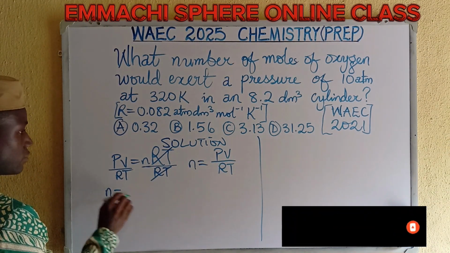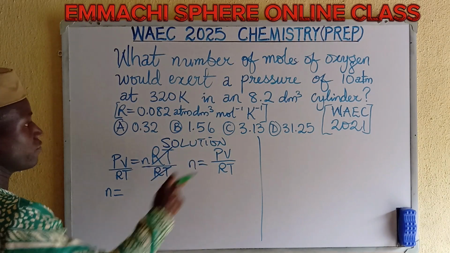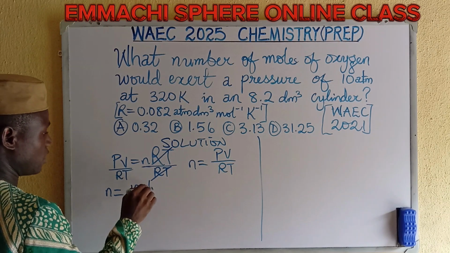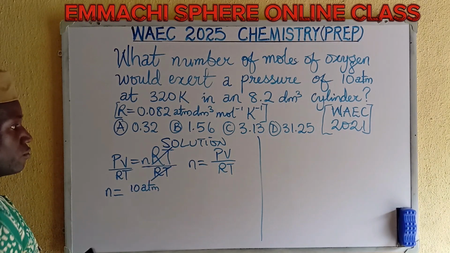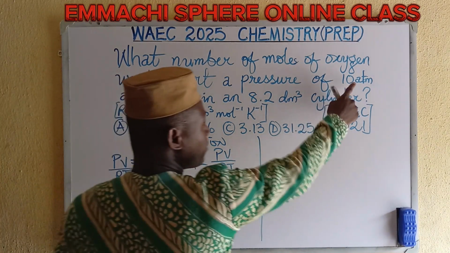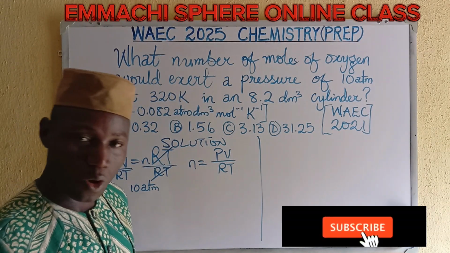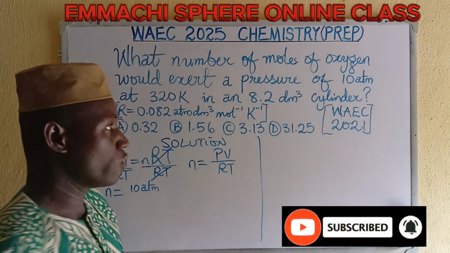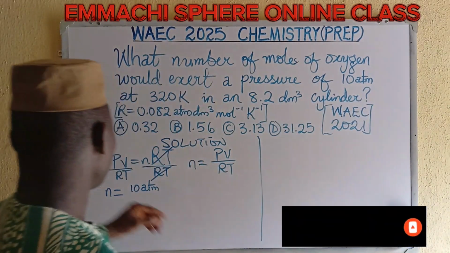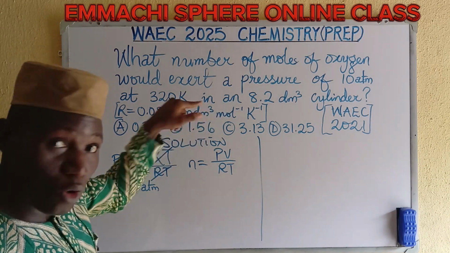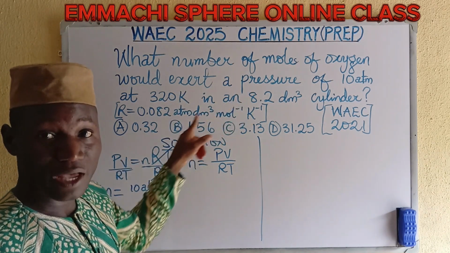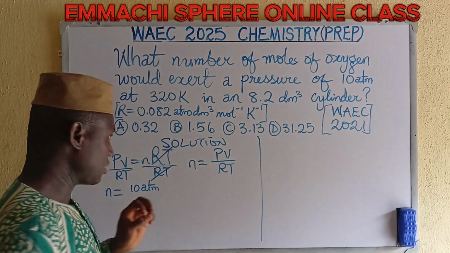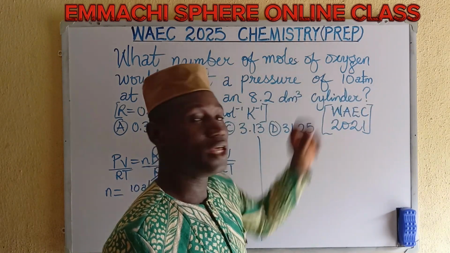So n is equal to, we substitute, what is P? The P value is 10 atm. Now, assuming pressure is not given in atm, maybe it's given in newtons per meter square, or in millimeters of mercury, we must convert to atmosphere, because the gas constant here has atm among its units, and not newton per meter square, neither millimeters mercury. But as it is, we go direct because the value is already given to us in atm.